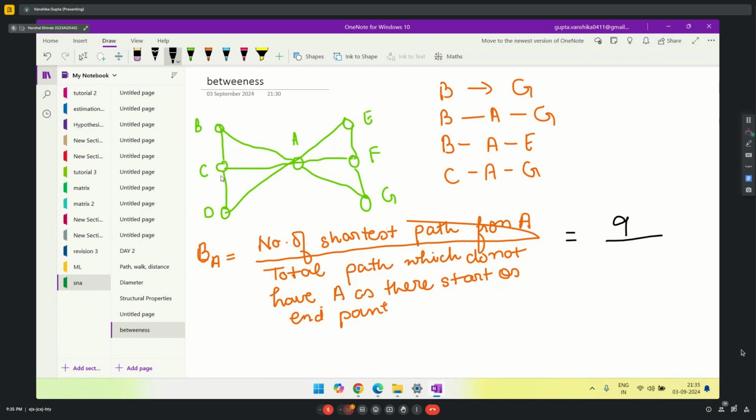Then from C, if I go C to E, C to F, C to G, C to D. Then from D, D to E, D to F, D to G. E, say if I go E to F, E to G. And finally F to G. So in total I have 15 possible combinations.